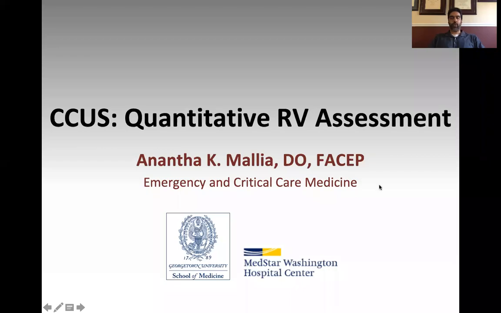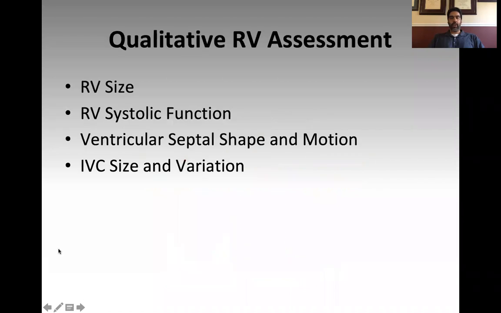We're now going to discuss the quantitative assessment of the right ventricle. You may recall that when we went over the basic cardiovascular talk, we went over the qualitative assessment of the right ventricle. We talked about the assessment of RV size, specifically in relation to LV size. We talked about RV function, which is the evaluation of TAPSE, which is actually a quantitative modality, but we did talk about it in the basic talk.